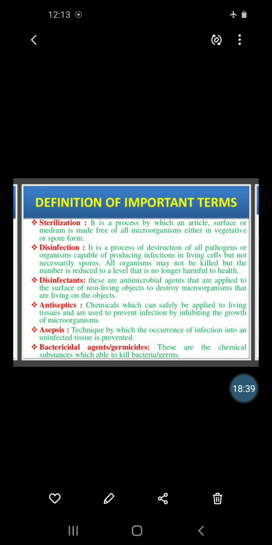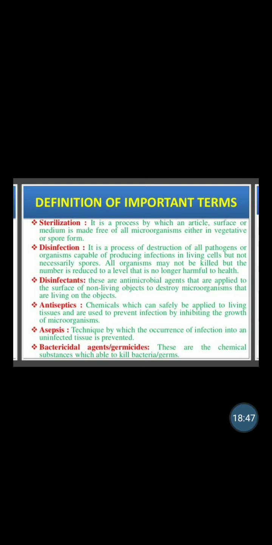Then the next method, that is flaming. This is the process of exposing metallic devices like a needle, scalpel and scissors to flame for a few minutes. This fire burns the microbes and other dust on the instrument directly. So this is the incineration, red heat and flaming method.